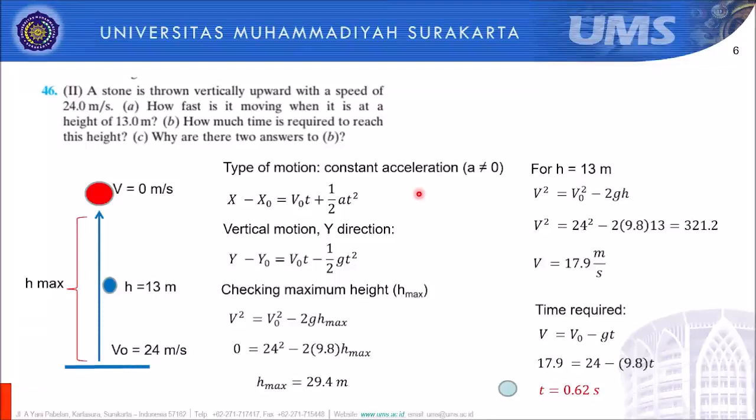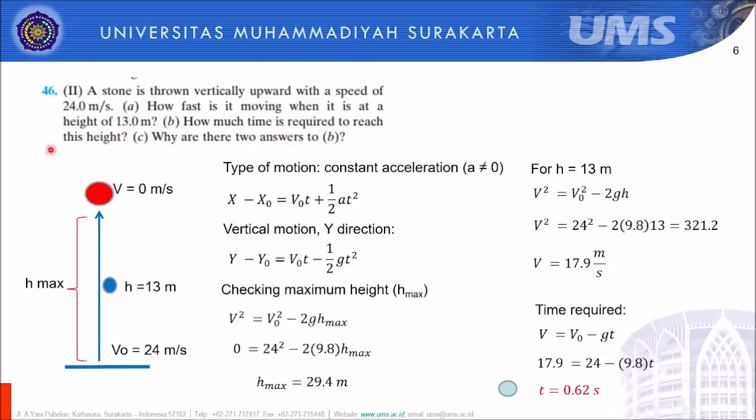Right, we need to continue our discussion here. So, question 46, Assignment 2. A stone is thrown vertically upward with a speed of 24. How fast is it moving when it is at a given height?